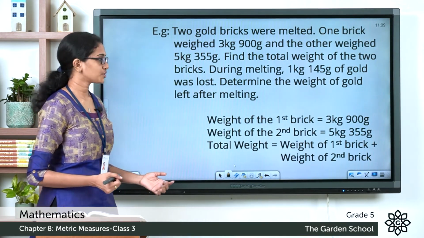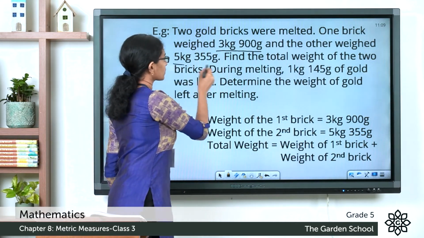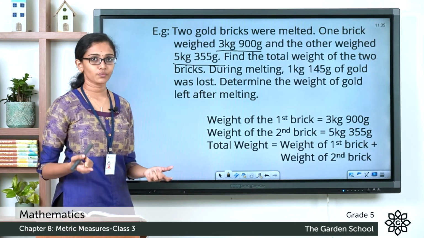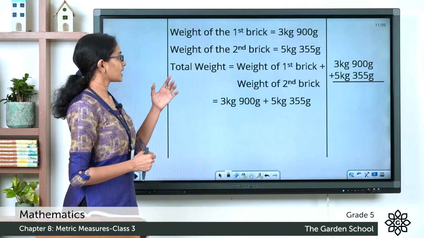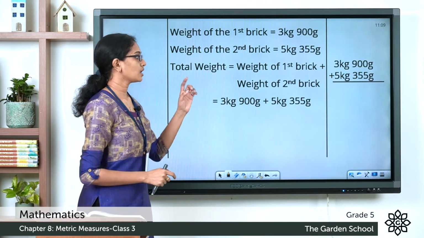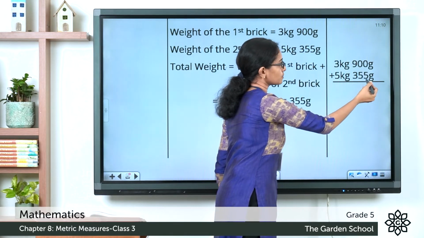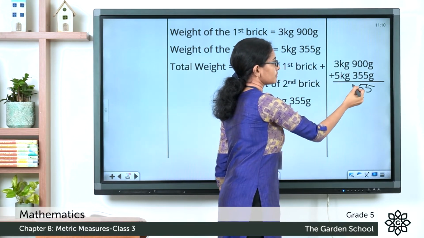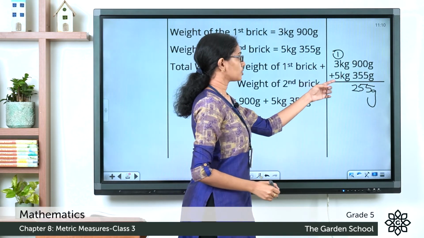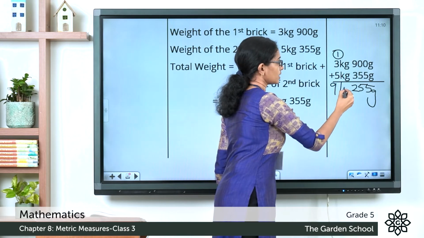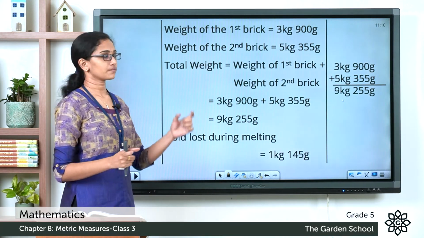Weight of the first brick is equal to 3 kilogram 900 gram. The weight of the second brick is equal to 5 kilogram 355 gram. Now the total weight would be the weight of the first brick plus the weight of the second brick. Let's substitute the measurements. That would be equal to 3 kilogram 900 gram plus 5 kilogram 355 gram. Now let's add the two measurements. In the grams column we have 0 plus 5, 5 here, 0 plus 5, 5 here, 9 plus 3, we have 12. We are writing this 2 here, then carrying over 1 to the kilogram column. So that would be 5 plus 3, 8 plus 1, 9 kilogram. So we get 9 kilogram 255 gram.